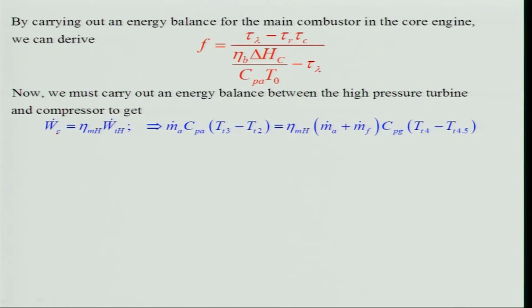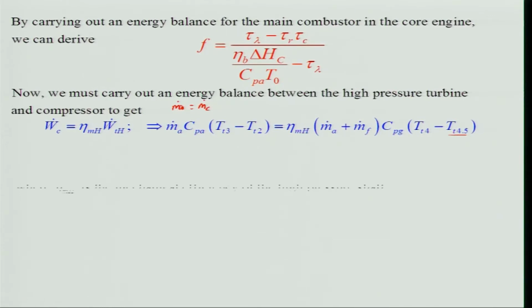If you look at it, W dot C is nothing but eta m h into W T h, and you can write m dot A C P A, and this m dot A we also write as m dot C, keep in mind. This A is equal to m dot C, so you should not get confused. This is multiplied by T T 3 minus T T 2, equal to eta m h times m dot f plus m dot A plus m dot f into C P z times T T 4 minus T T 4.5. Keep in mind this is a very important point, and this is for the high pressure turbine.